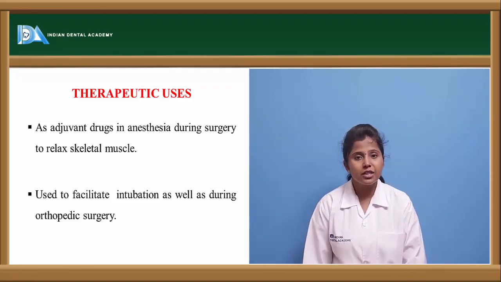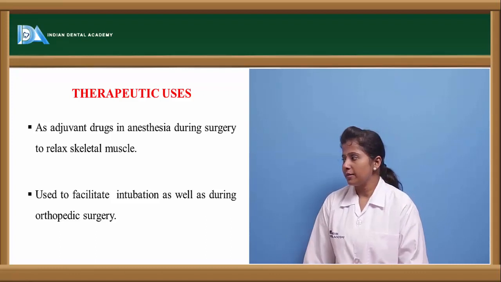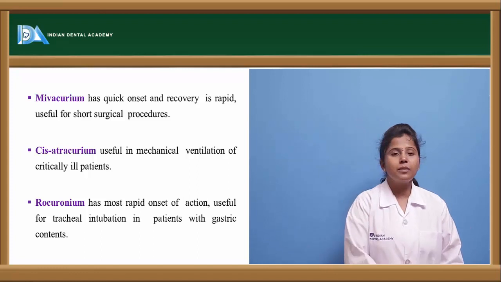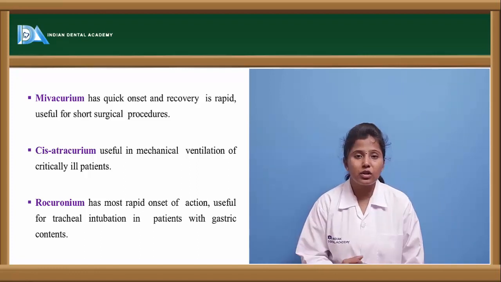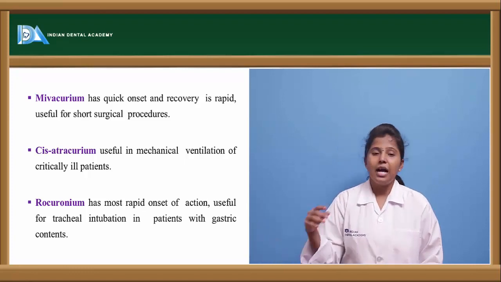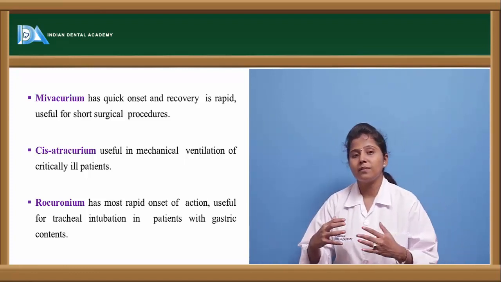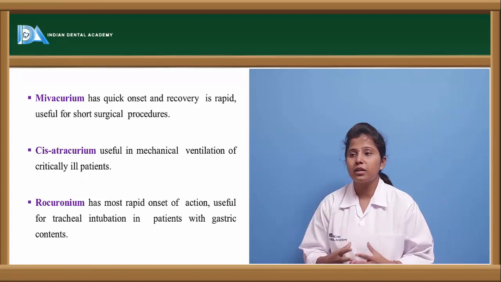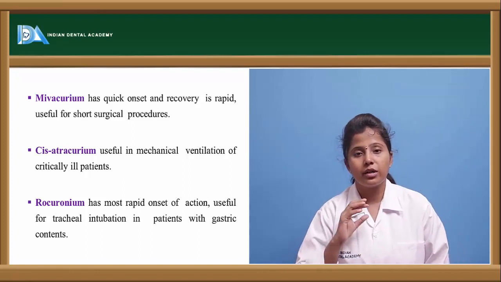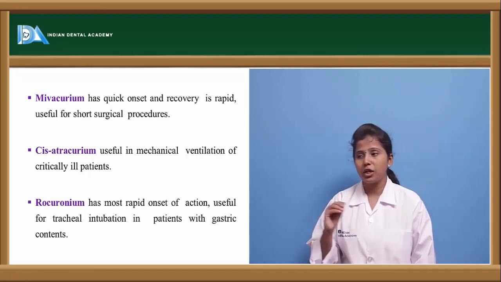So in these conditions, these drugs are used clinically. The other drugs like mivacurium. Mivacurium is one of the drugs which has a rapid onset of action. In the sense, once administered, it exerts its actions quickly, and the recovery from the drug is also rapid. And any neuromuscular blocking drug is given prior to surgical procedures.